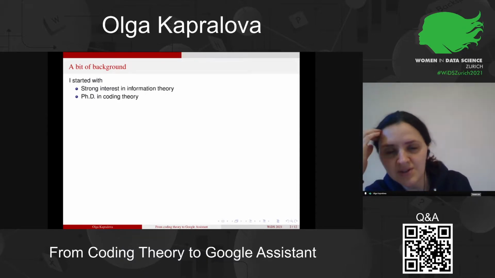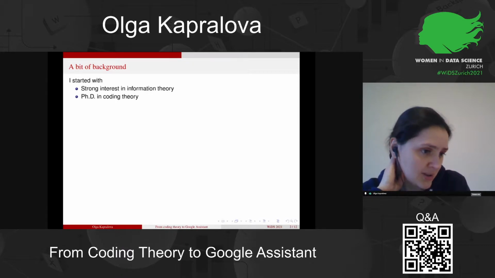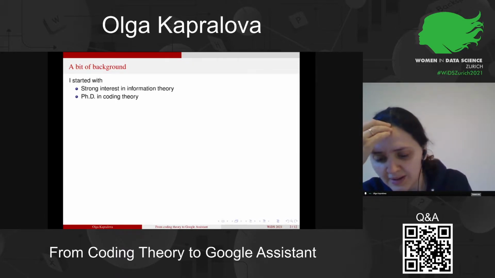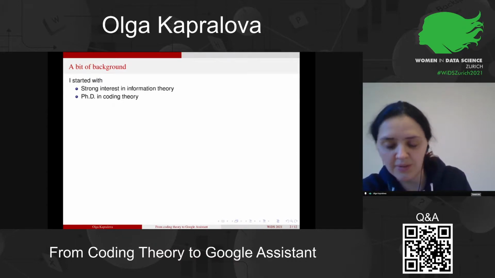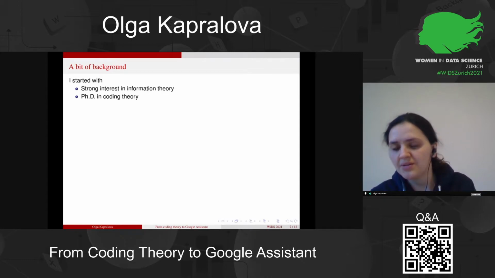interest in information theory and communication systems. And I developed this interest by obtaining a PhD in coding theory. So how are these two connected? Well, in communication systems, you need to transmit the data efficiently over a noisy channel. And this is exactly where coding theory steps in.